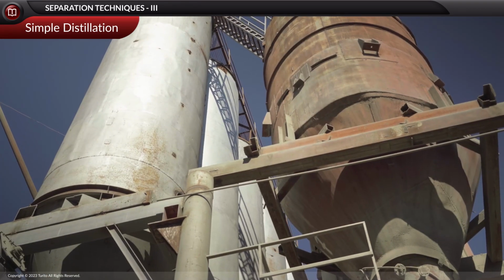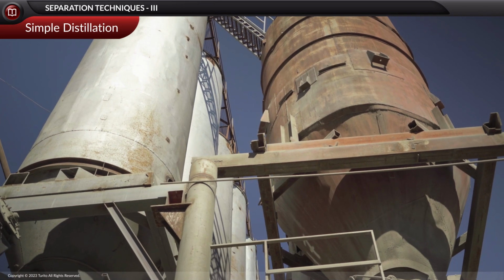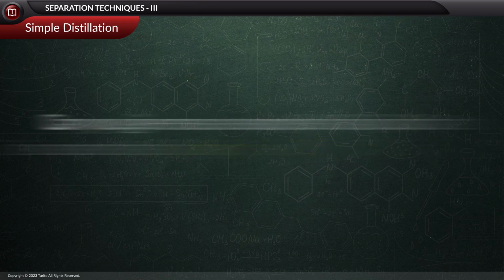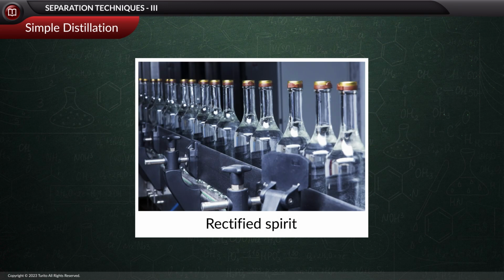Do you know that distillation processes are also used industrially? Can you give me an example of a liquid that is concentrated by simple distillation industrially? The answer is rectified spirit.